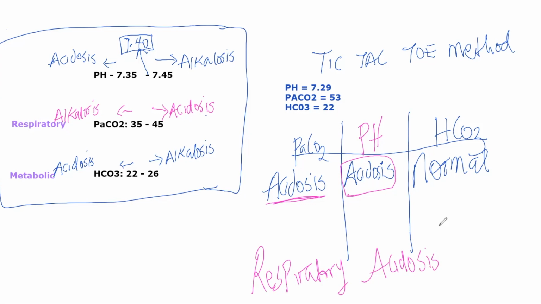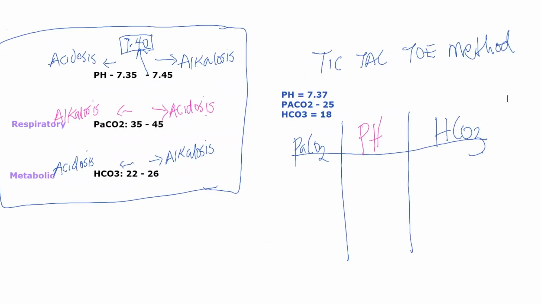Pardon me. All right. So this is another example for us. We're gonna do a couple more still before we talk about the kind of compensations that we have. So guys, if we have another example: pH of 7.35, PaCO2 of 25, and HCO3 of 18.